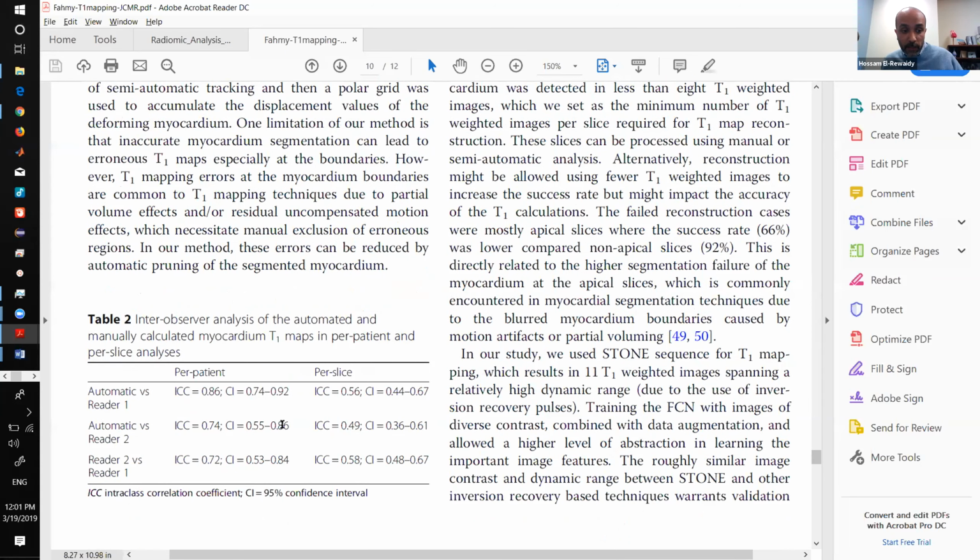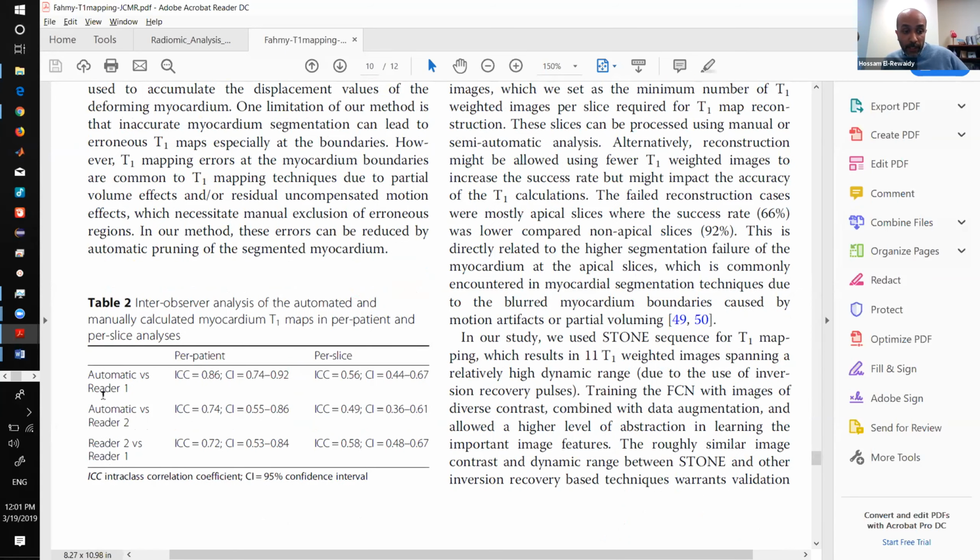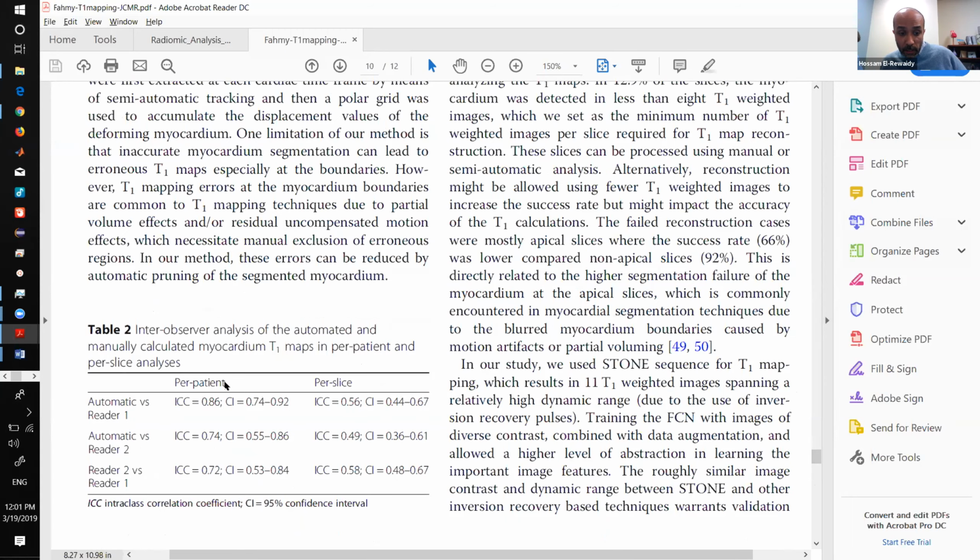And finally, this is the ICC between the automatic and the expert manual analysis, as well as between the automatic and the manual analysis by the second reader. And this is the ICC between the two readers. As you can see here, the automatic segmentation is comparable to the variation per patient and per slice. That was based on 40 cases, and we did the manual analysis twice for a subset.